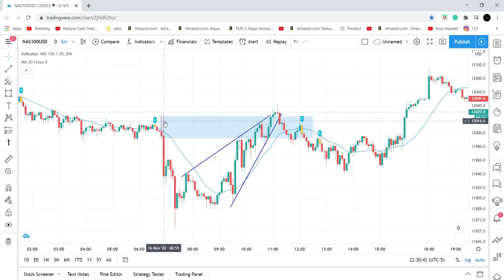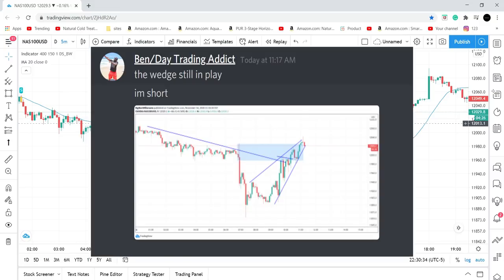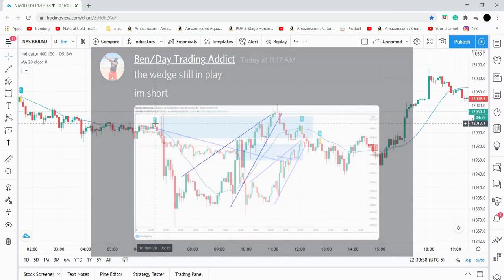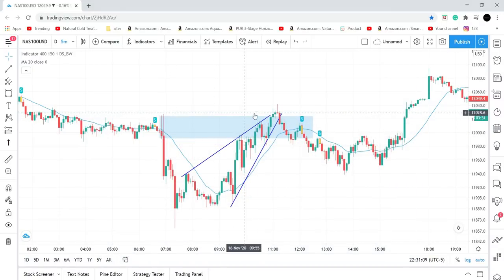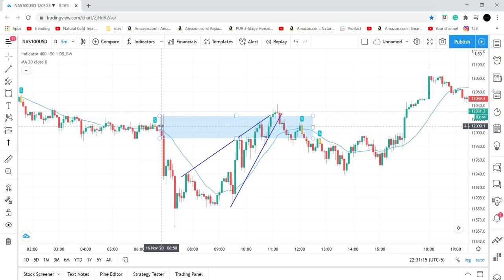But right now, I'm going to show you guys a trade that I took today, okay? Very simple. Let me show you guys the screenshot. Here's the screenshot, guys. Now, this is actually a screenshot from my private trading group. Basically, I was telling my students the wedge is still in play. I'm short. And if you look at this right here, we had supply right here, which is a key level. Remember, we always look for key levels. And then I had a nice little wedge right here.